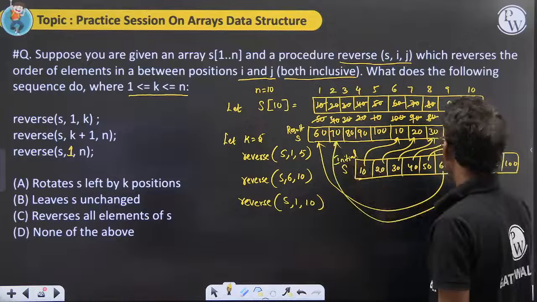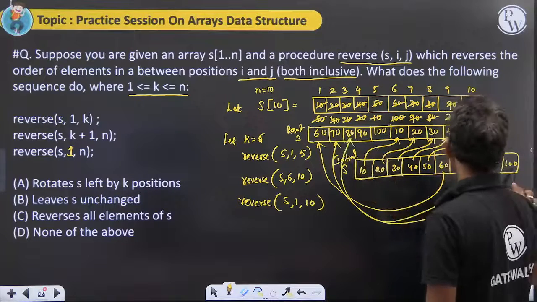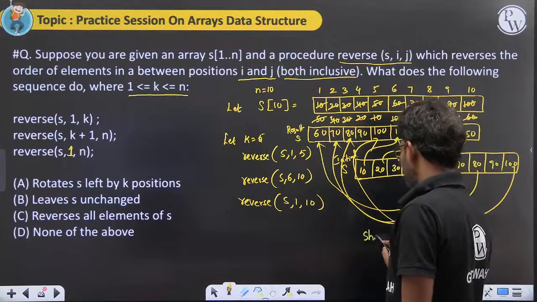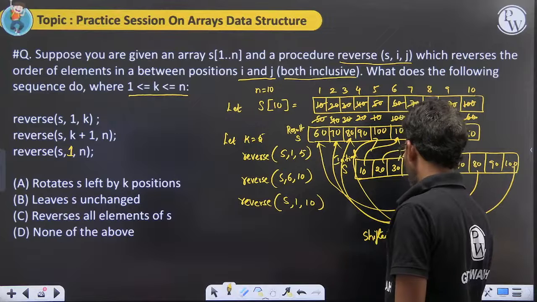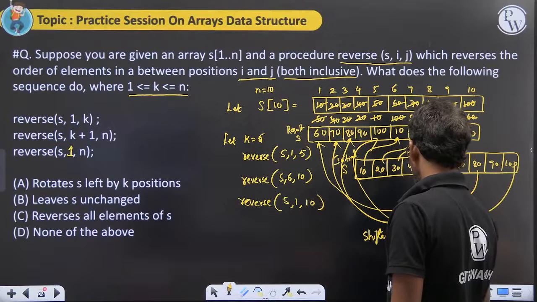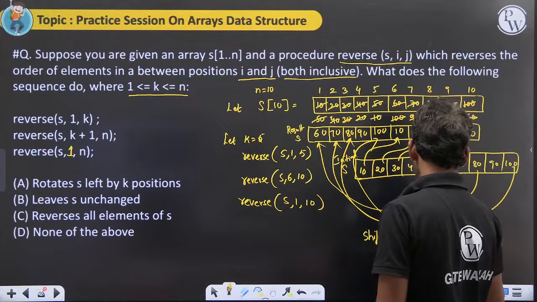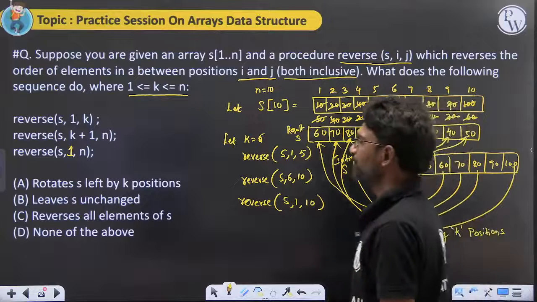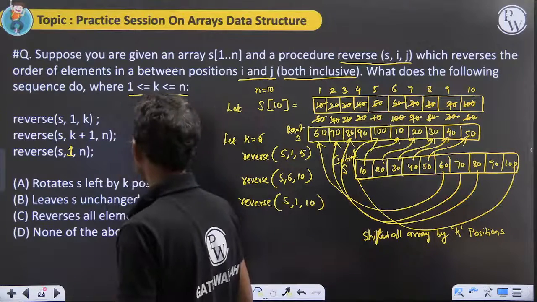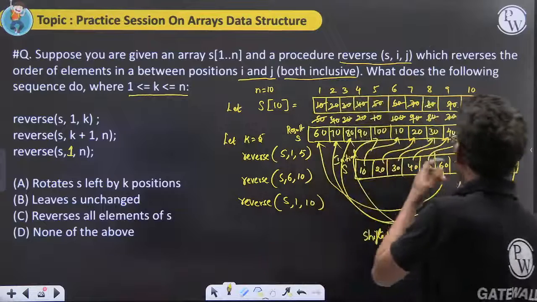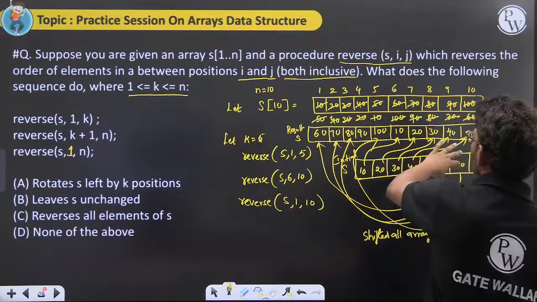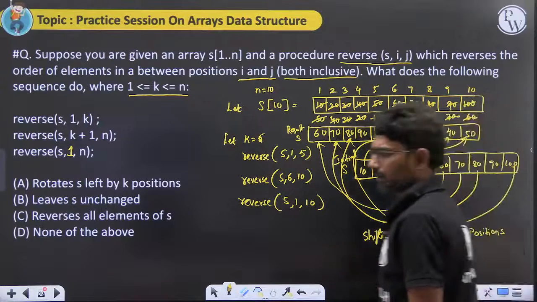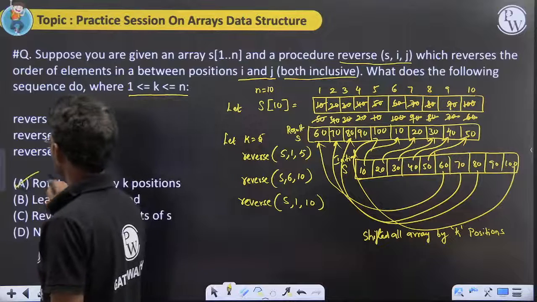70, 80, and like this. So it shifted all the array by K positions, where K is 5 I am taking. So yeah, you can say left also. You can say left also, right? So definitely it is option A.